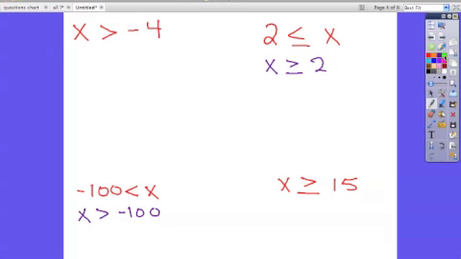Before we do that, we're going to write down numbers that work in the situation. Okay, so I'm just going to write 3 numbers that are going to make this true. Okay, X is greater than -4. Okay, so we need numbers greater than -4. So maybe -3, maybe 0, maybe 5. Okay, those are all greater than -4.